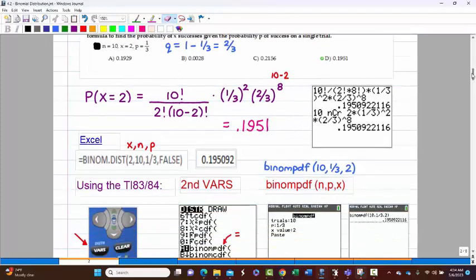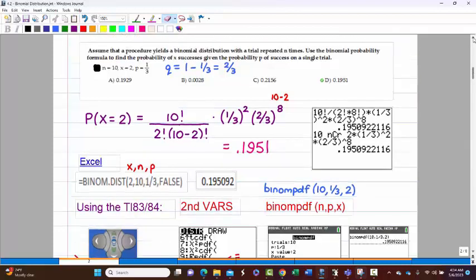So let's look at the calculator. Looks like I did Excel first on this example, so no problem. Got to open up a spreadsheet here.